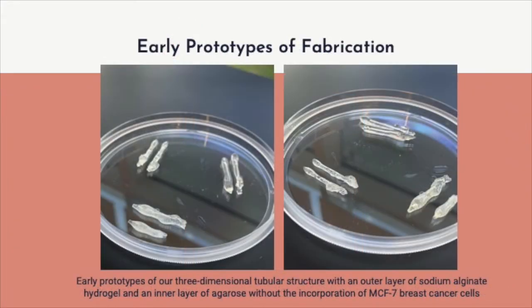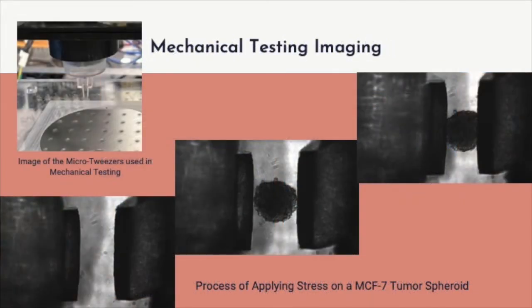Here are images of our early prototypes of our tubular structures, consisting of an outer layer of sodium alginate hydrogel and an inner layer of agarose without the incorporation of MCF7 breast cancer cells. Through this crucial step, we were able to test and perfect our protocol before the addition of any cells to avoid errors in our protocol. Mechanical testing is the next step in our project after our design fabrication, which will allow us to apply stress on the hydrogel and live cells by utilizing micro tweezers, which are shown in the top left image to study potential deformation patterns, which will help us to better understand the tumor microenvironment.